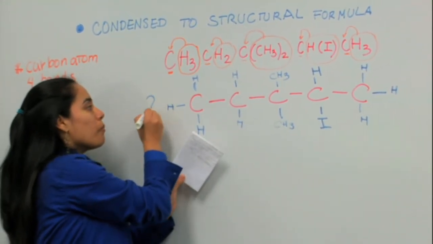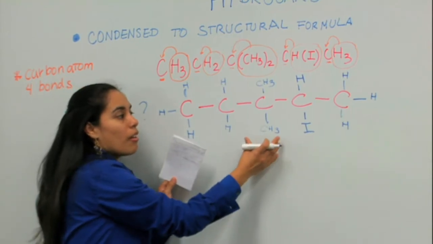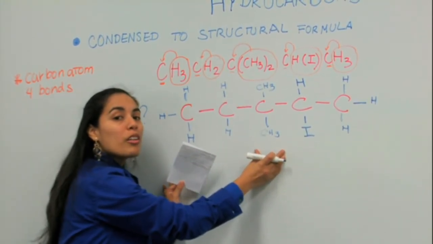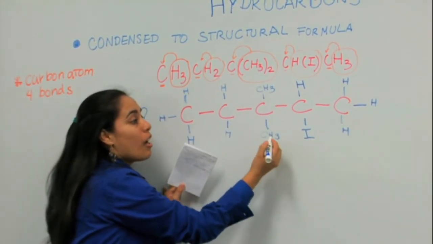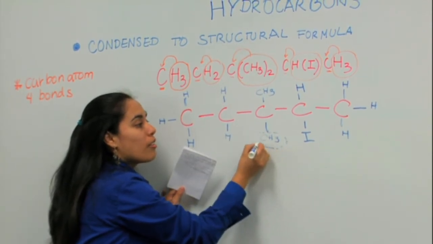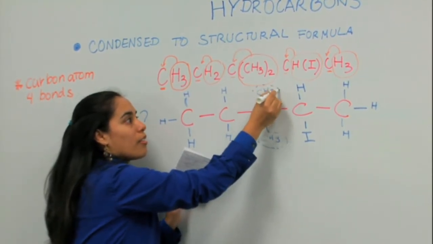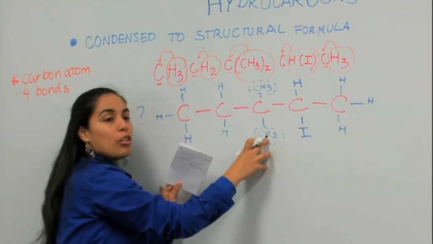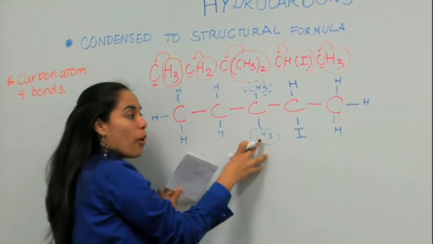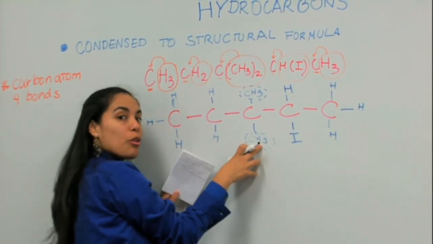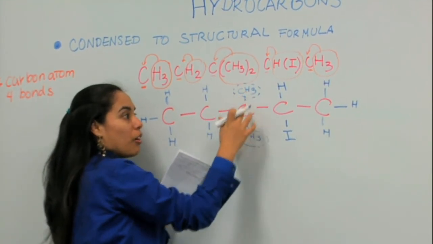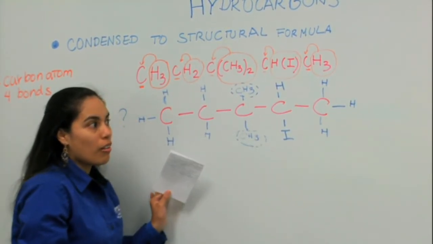But the problem is that I'm not showing all the carbon and hydrogen bonds. Actually, let's take a look at this and this. I need to show in detail the bonds between the carbon and each of the 3 hydrogens that I have here. So let's take a look at that.